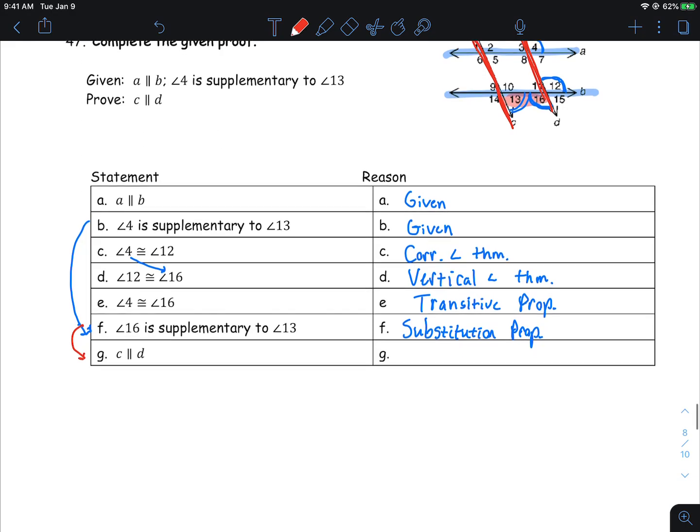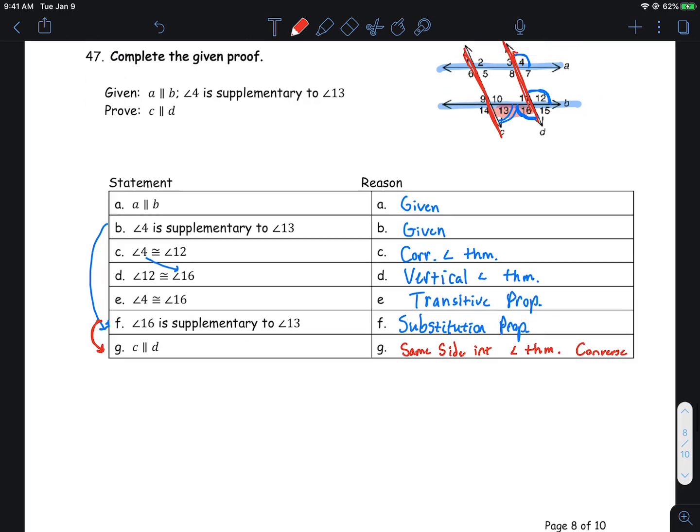This is actually one of our converse theorems. Usually when we end with something being parallel, we want to add converse at the end of this. The converse, or the opposite, is flipping the order of the statements right there. It's one of those theorems. So this is called the same side interior angle theorem. But this one's a converse because you're going from supplementary to parallel, as opposed to earlier when we went from parallel to supplementary. Okay, so that is that right there on that proof.